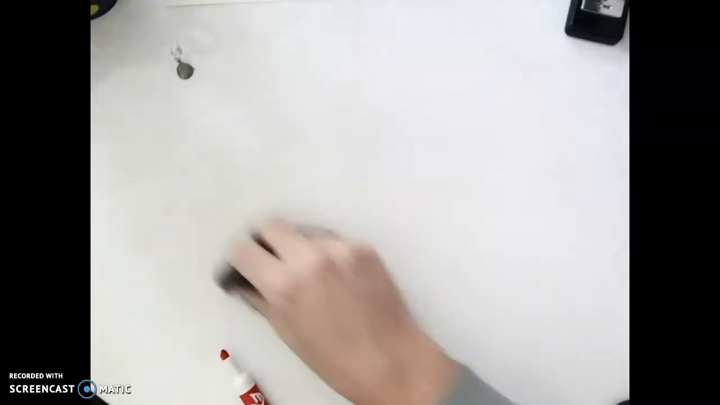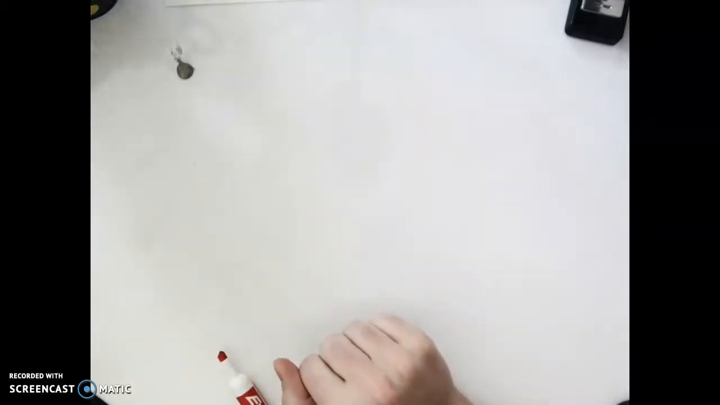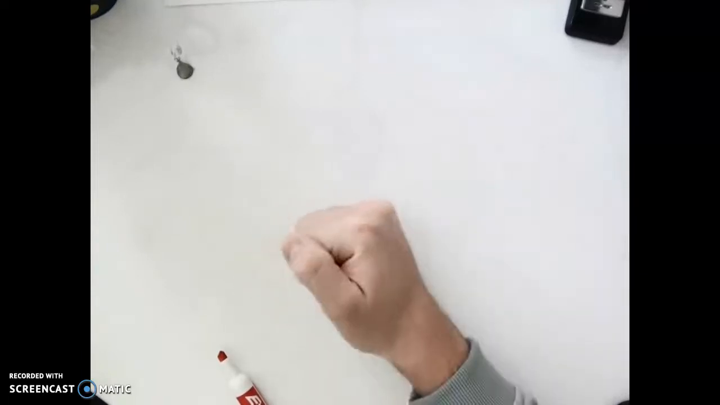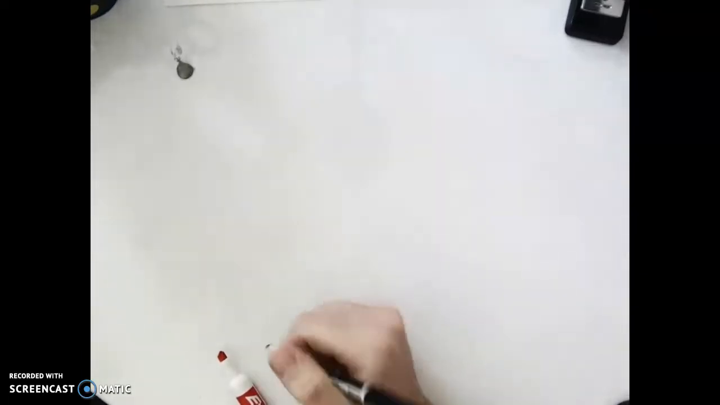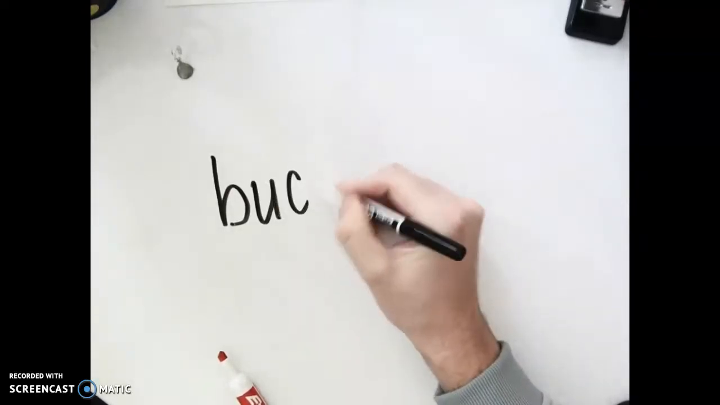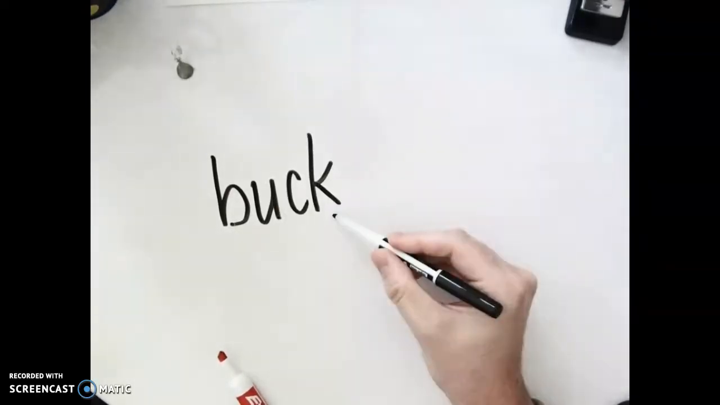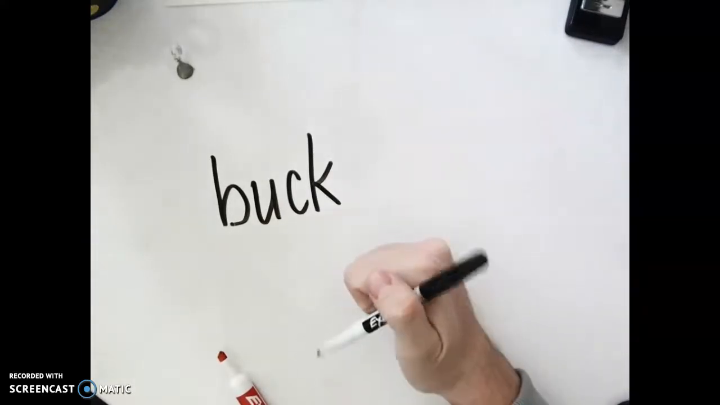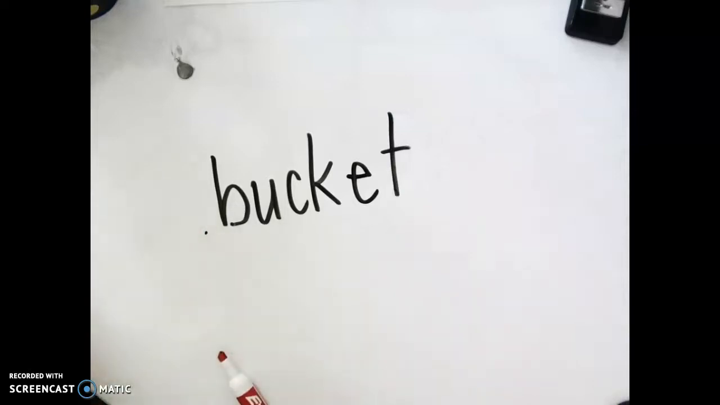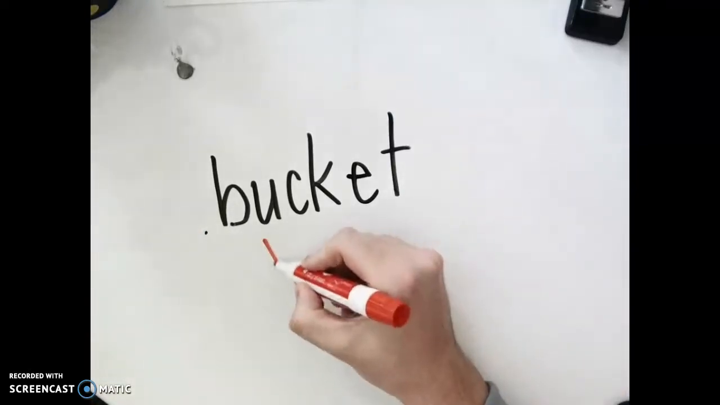Let's look at another word. The next word we're going to do is the word bucket. Bucket. My first syllable is buck. B, u, c, k, buck. Second syllable, et. Bucket. Let's do our markings.